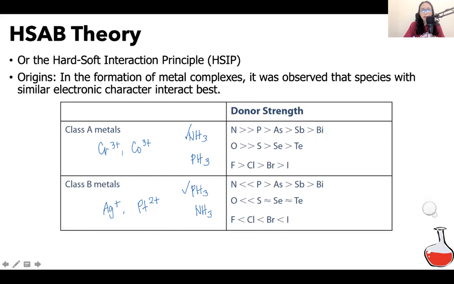Now, Pearson, who read about this electronic theory of acids and bases, organized the concept. So he gave labels to these acids and bases and something about their strength, the stability of the complex that they form when they react together. And that is how your hard soft acid base theory came about, or the HSAB theory.